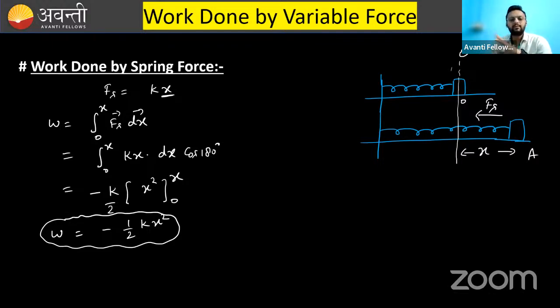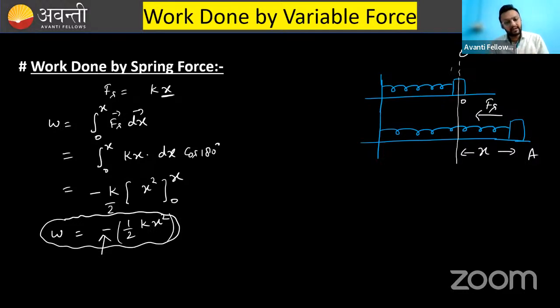Work done by spring force is minus half kx square. But you can remember the formula half kx square, that work done by spring force is half kx square. But you need not remember the sign. If someone asks you what is the work done by spring force, you will not say minus half kx square. No, this is wrong.